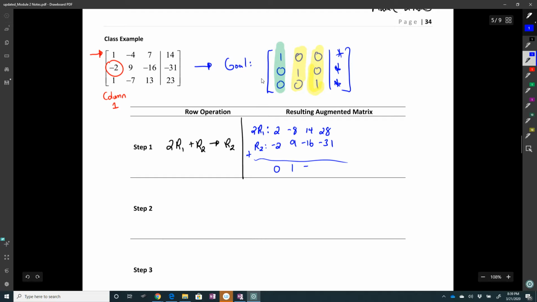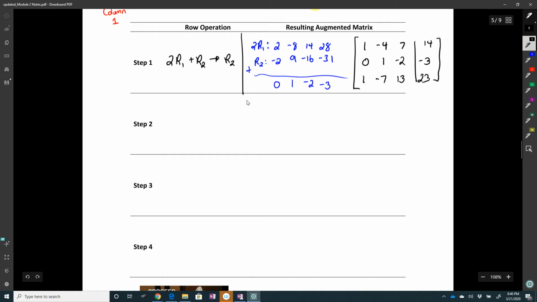So my new augmented matrix is going to be the original row 1, the new row 2, and then I have my row 3: 1, negative 7, 13, 23. Okay. Now our goal is to change this 1 to a 0.